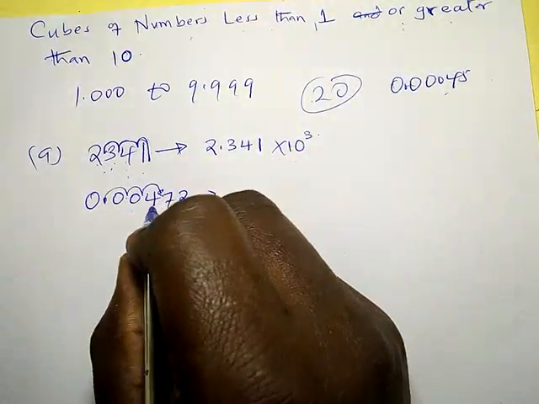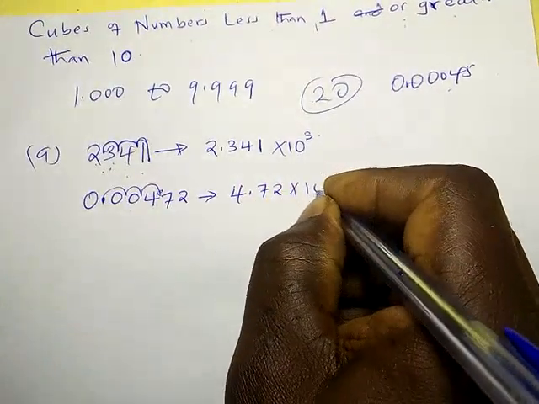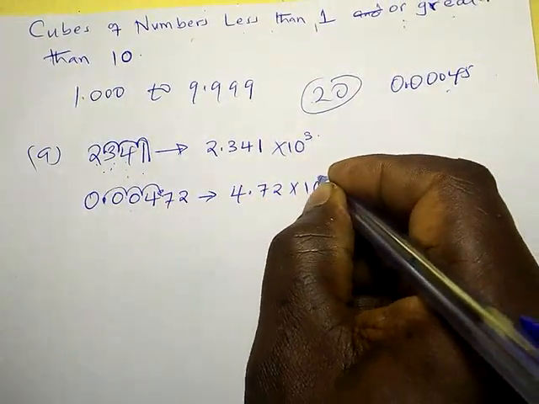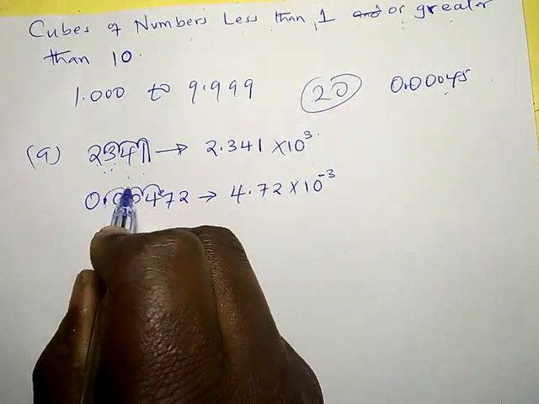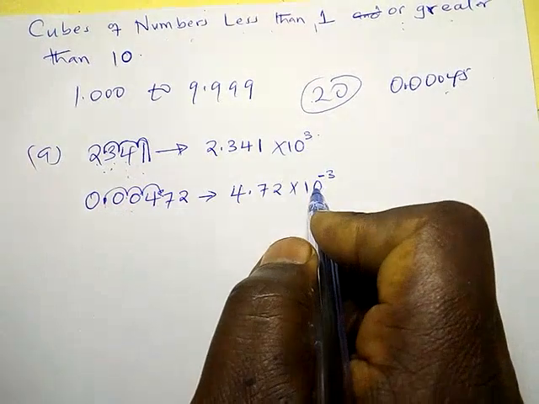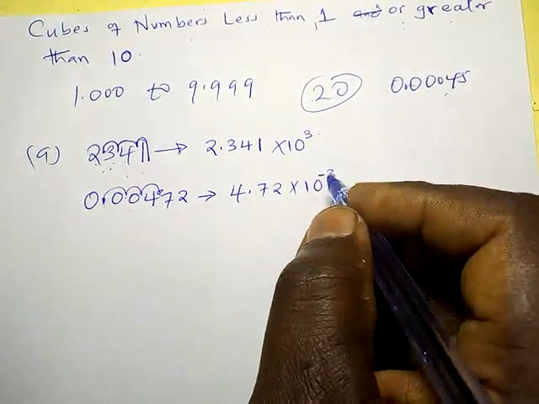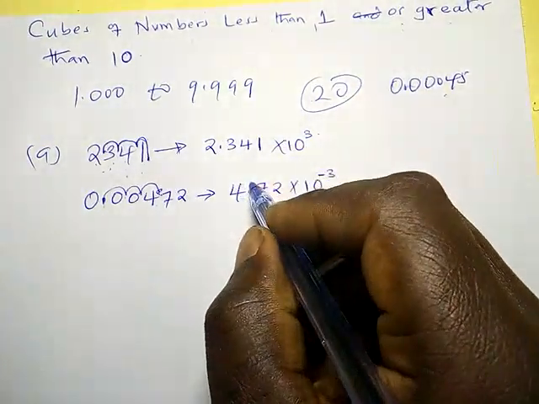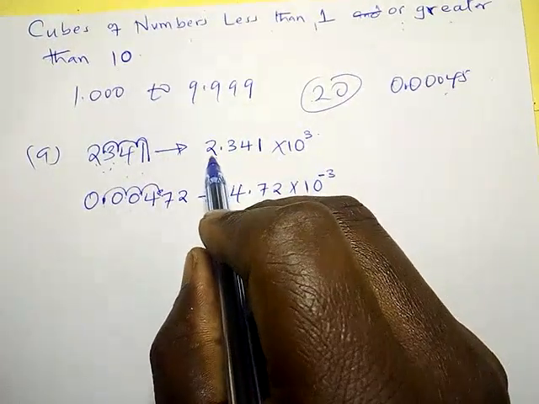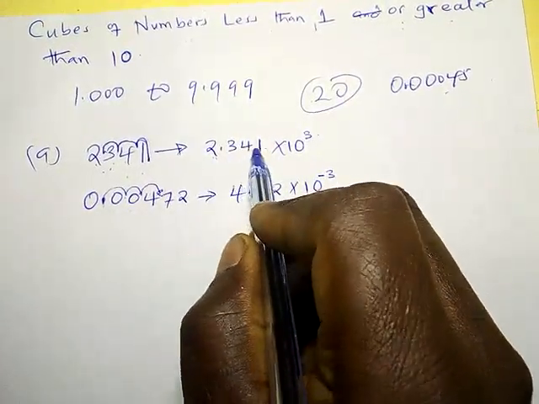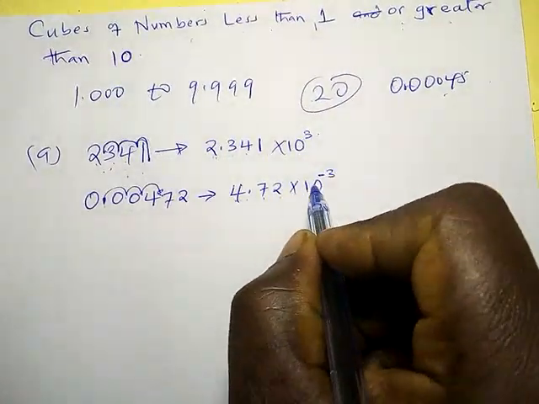So the correct standard form of this number is 4.72 times 10 raised to power negative 3. Why? When you move from the decimal point to the right, the power of 10 is negative. I hope I have reminded you of that. Now, once you have this number, you can go straight and do what you have been doing from the table. You check 4.72. You get the cube of that number.